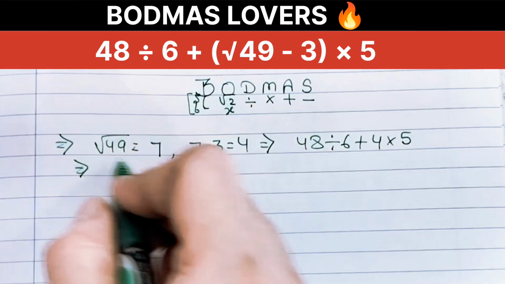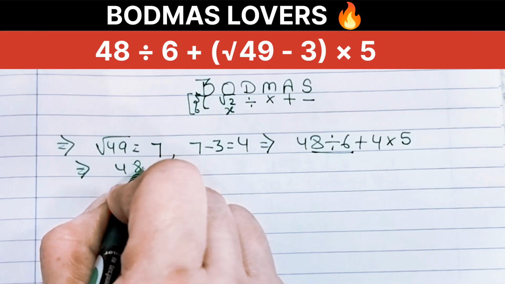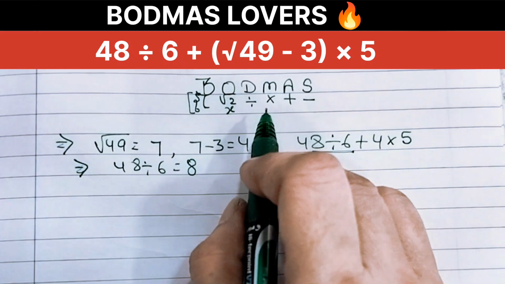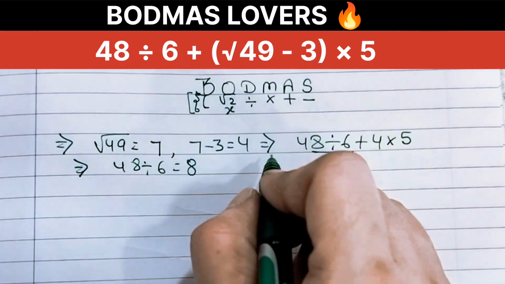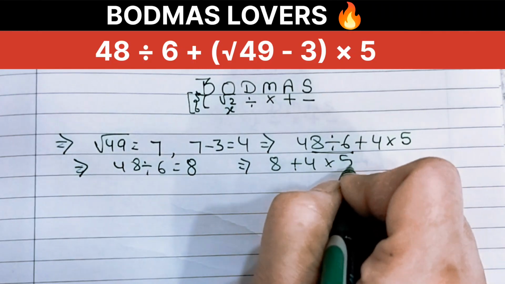Move to the next step, which is division. Now divide 48 by 6, which is 8. According to this step, division has higher priority than addition and multiplication. And now the current expression becomes 8 plus 4 multiplied by 5.